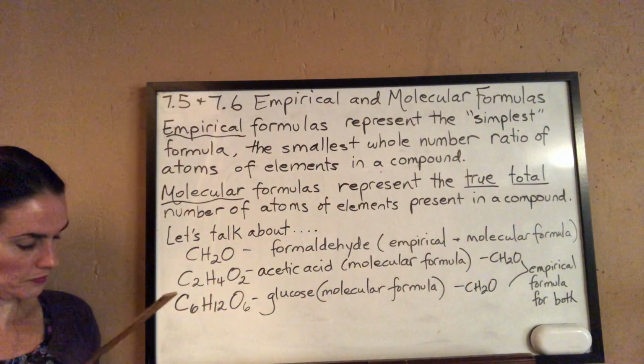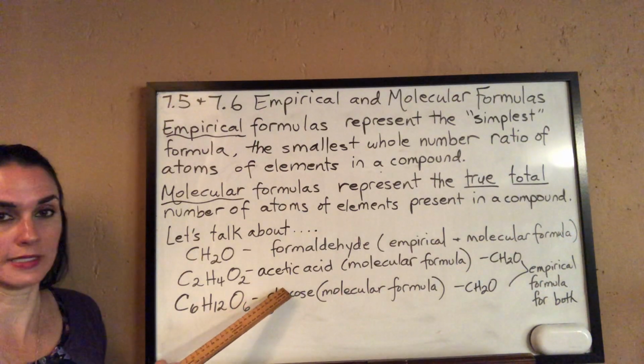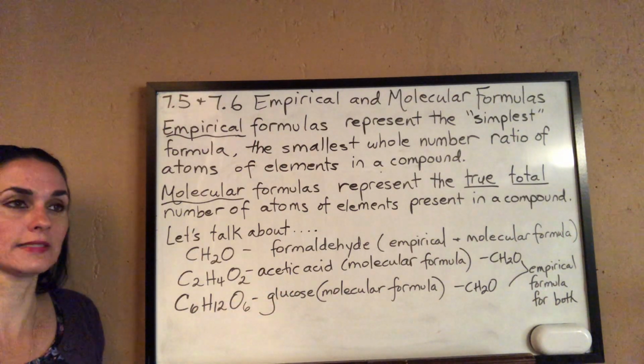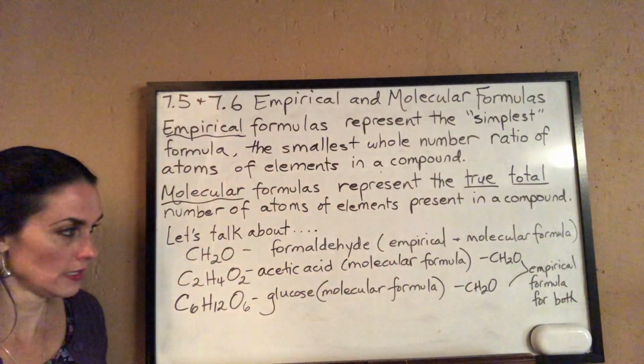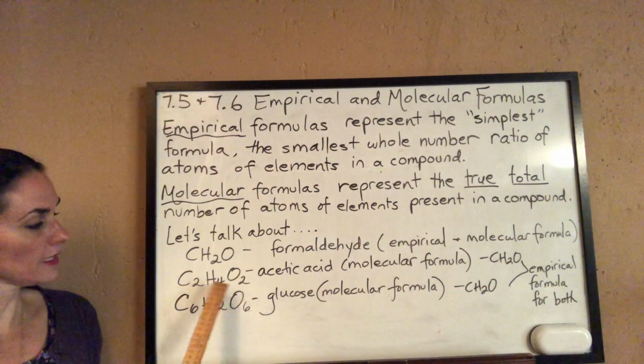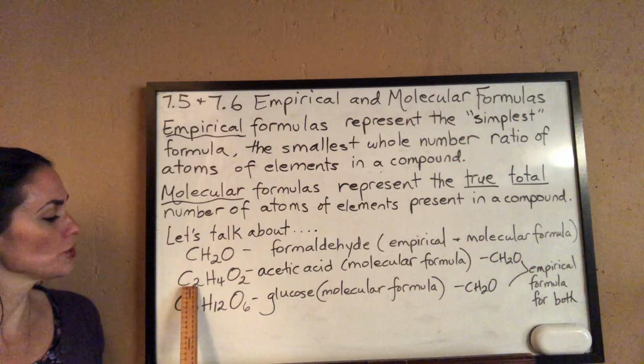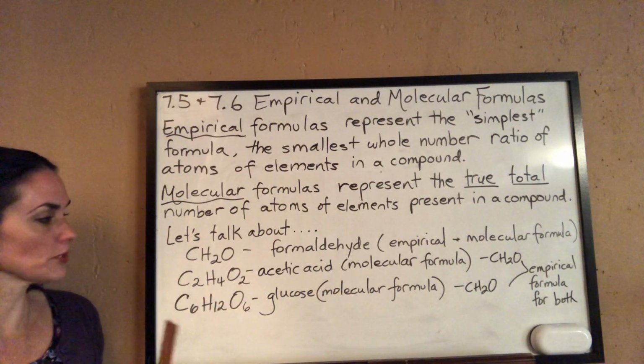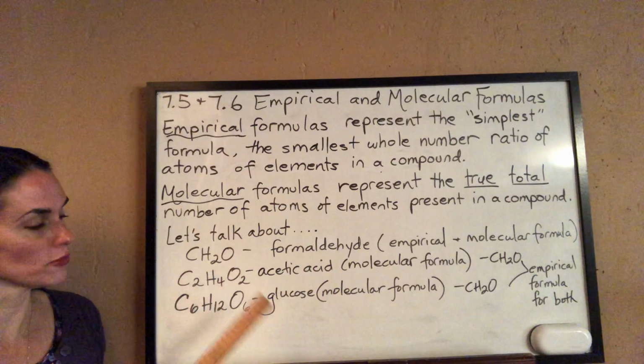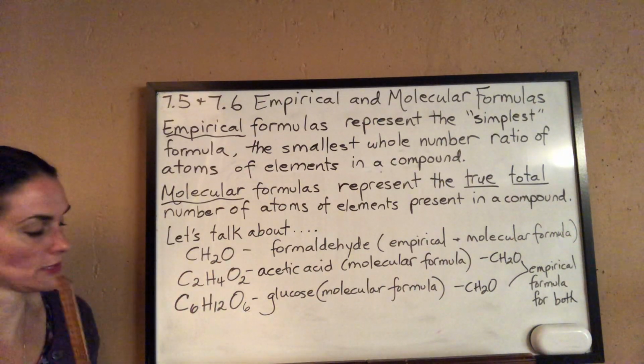C2H4O2 is the molecular formula for acetic acid. Acetic acid is the acid that is in vinegar. Okay, so this is the molecular formula for acetic acid, but if you reduced the subscripts of 2, 4, and 2 to their lowest terms, you would wind up with the same empirical formula that formaldehyde has.